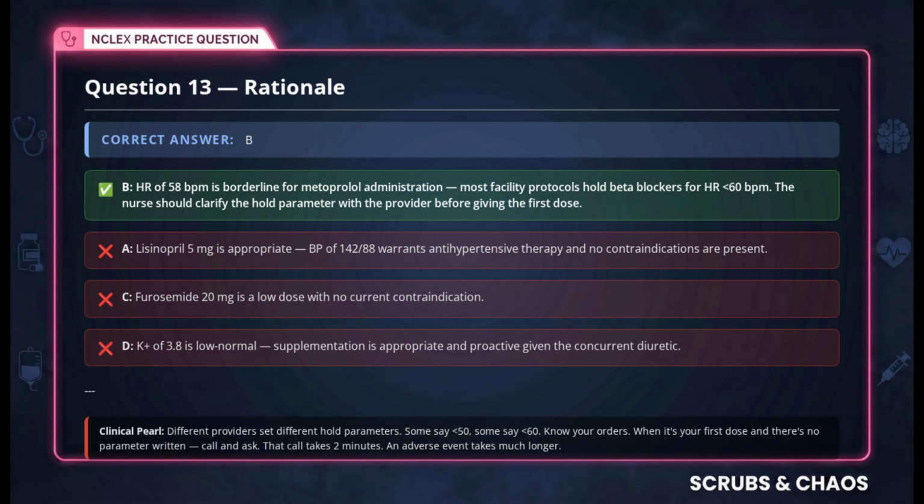The other meds? Lisinopril at 142/88. Appropriate. Furosemide at 20 milligrams. Low dose, no contraindication. Potassium at 3.8. Low normal, proactive supplement with a diuretic on board. But metoprolol at heart rate 58, clarify first.